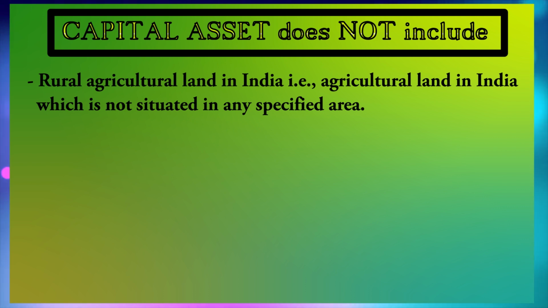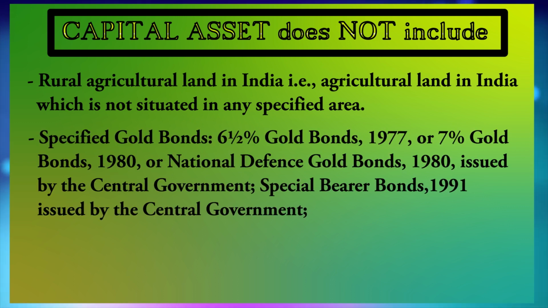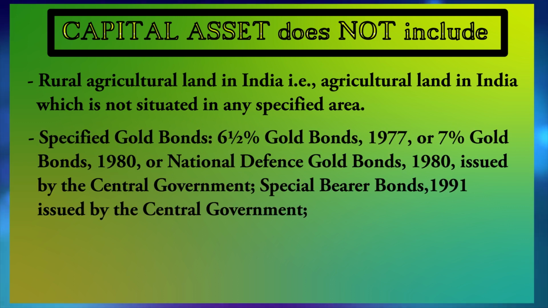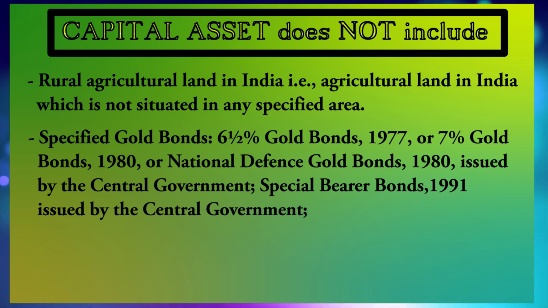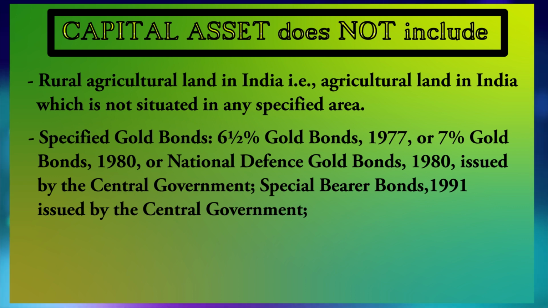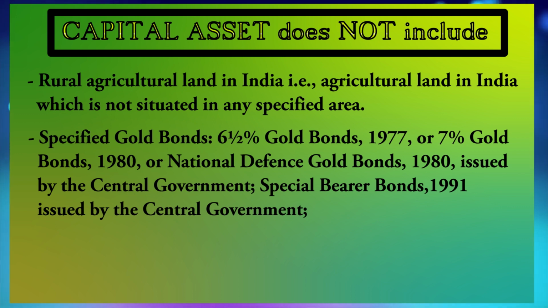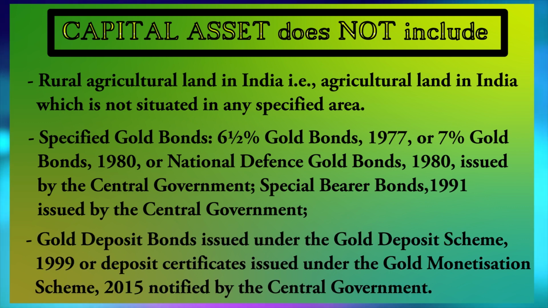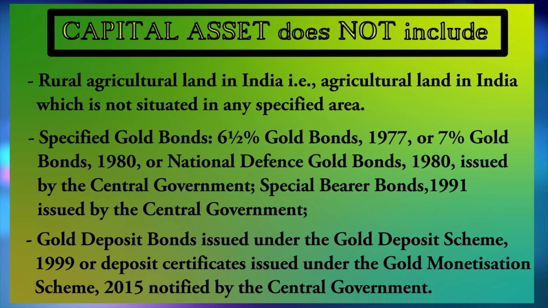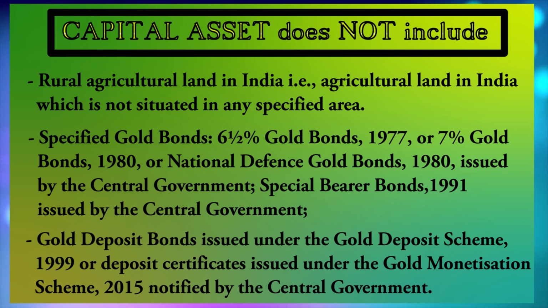And also capital asset will not include specified gold bonds, 6.5% gold bonds 1977 or 7% gold bonds 1980, national defence gold bonds 1980 issued by central government, special bearer bonds 1991 issued by the central government. And also capital asset will not include gold deposit bonds issued under the gold deposit scheme 1999 or deposit certificate under the gold monetization scheme 2015 notified by central government.